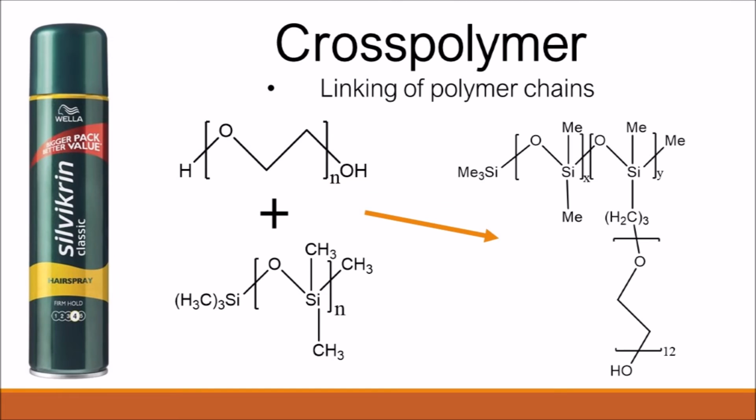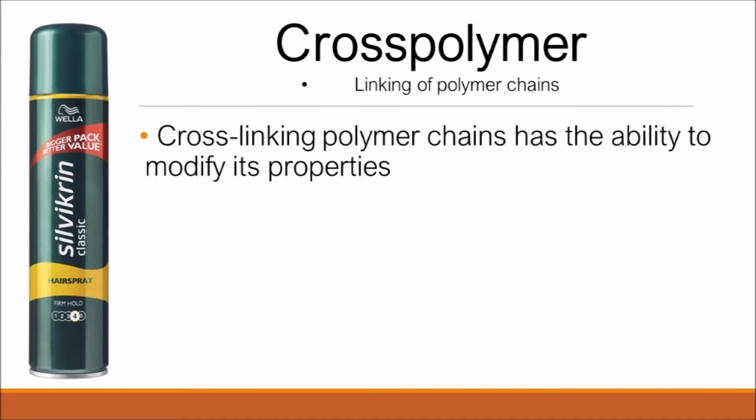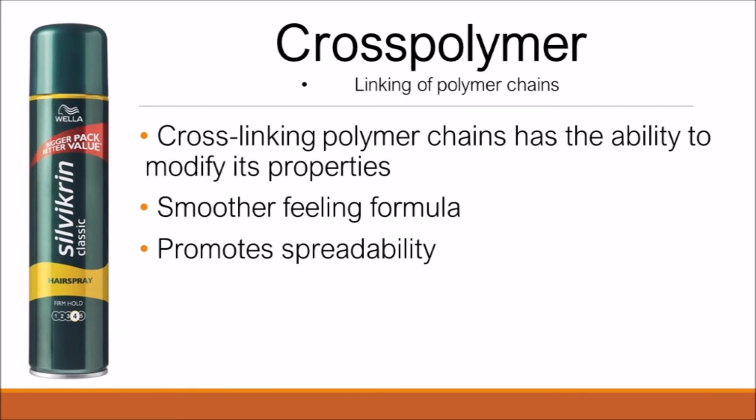This particular polymer is a cross polymer in which two individual polymer chains are cross-linked. In the case of this polymer, they are linked by an alkyl chain that can cross-link the different polymer chains together covalently. But why do this? The cross-linking of polymers has the ability to modify its overall properties. In the case of PEG12 dimethicone, the addition of the dimethicone polymer to the polyethylene glycol polymer gives formulas a smoother feel, promoting spreadability and adds lubrication.